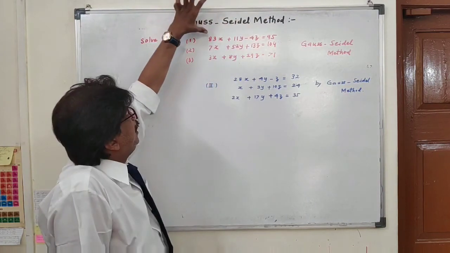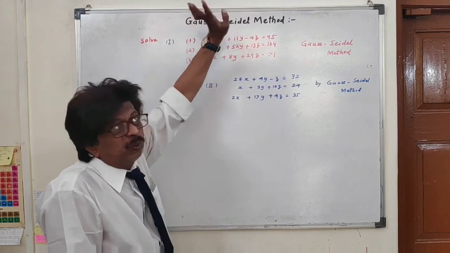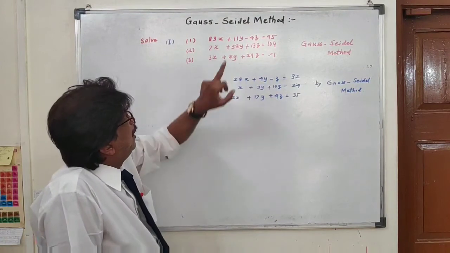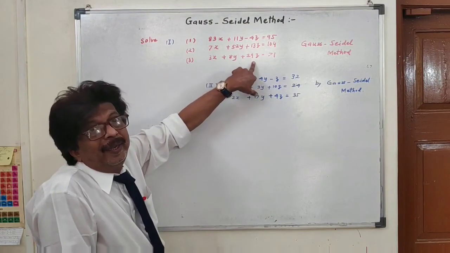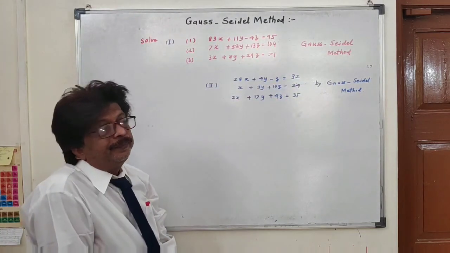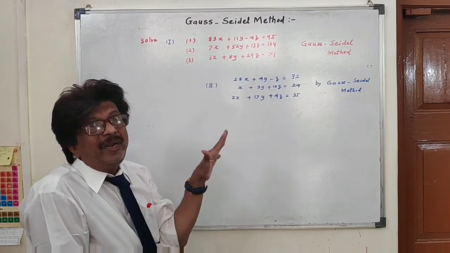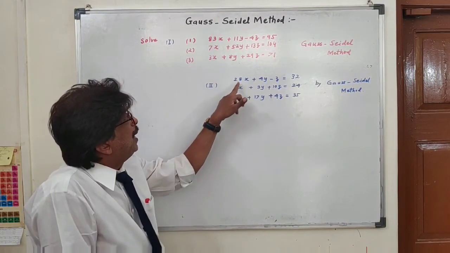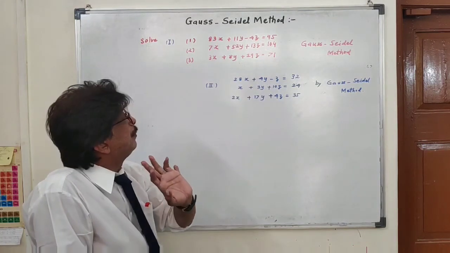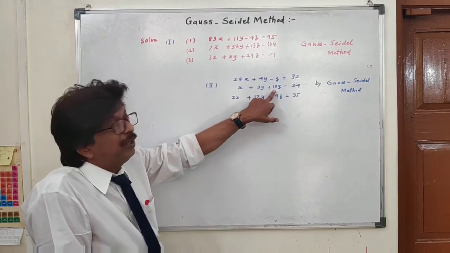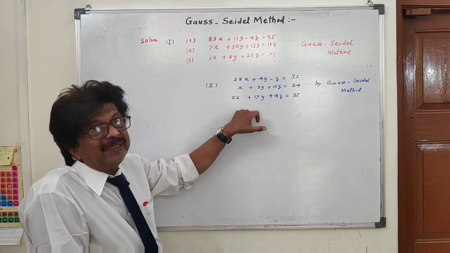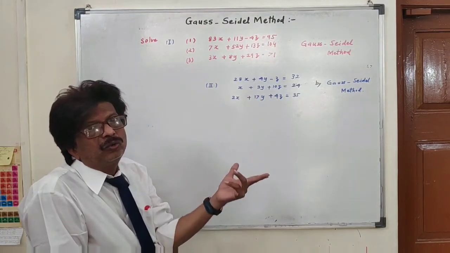See here, 83 is greater than 11 plus 4. Here 52 is greater than 3 plus 17. And 29 is greater than 3 plus 8. It is diagonally dominant. This system is also diagonally dominant. How? Here 28 is greater than 4 plus 1. In the second equation, the coefficient of z is largest, whereas in the third equation, the coefficient of y is larger than the sum of the other two.